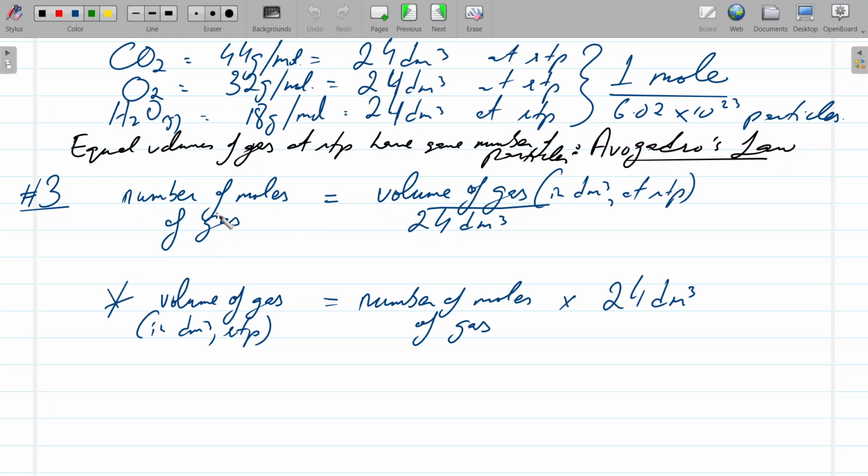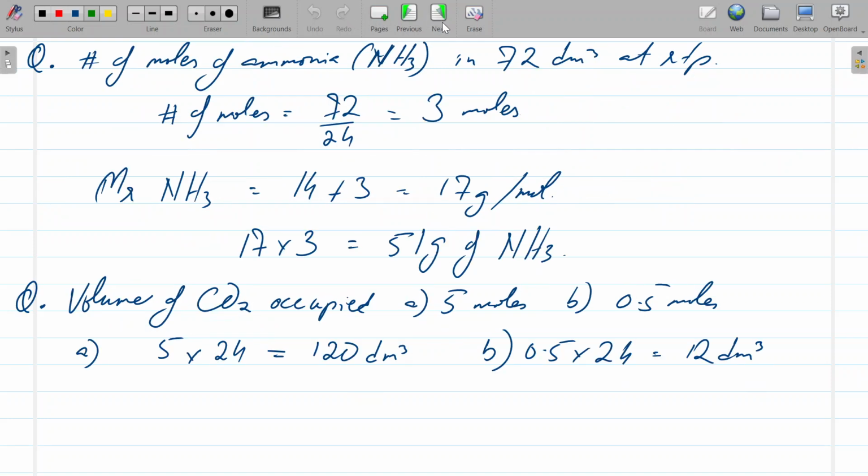The formula to consider is number of moles of gas is volume of gas, so whatever volume we are using, in decimeter cubed. If it's given in centimeter cubed, we divide by 1,000. That's volume of gas divided by 24. And of course, you move that around and you get volume of gas is number of moles multiplied by 24. So some questions using that.